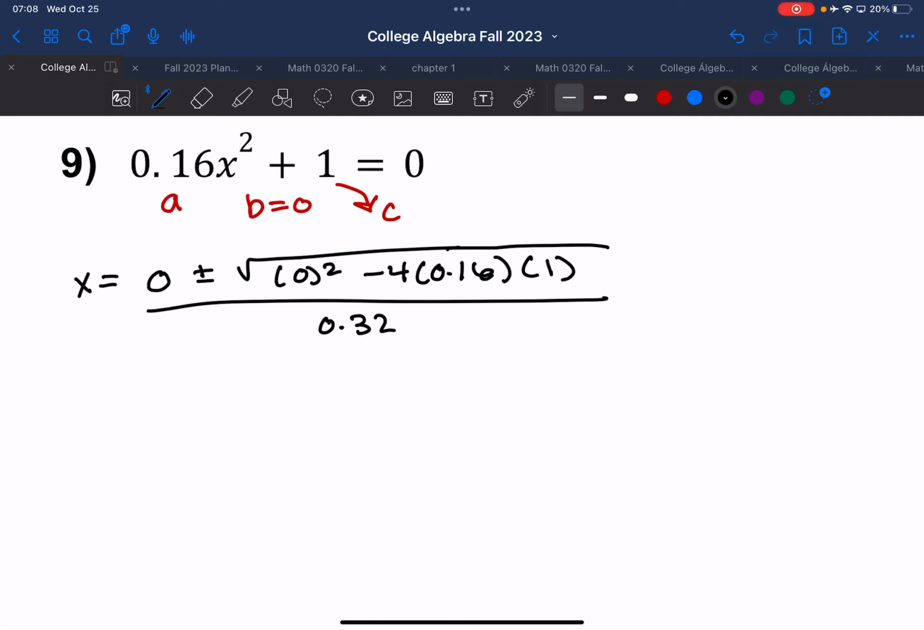Okay. Right away, what do you notice about this part under the radical? Is it going to be positive or negative? It's going to be negative. So when you plug that in, you should get X is equal to plus or minus, because we don't need that 0 there anymore, the square root of negative 0.64, all divided by 0.32.